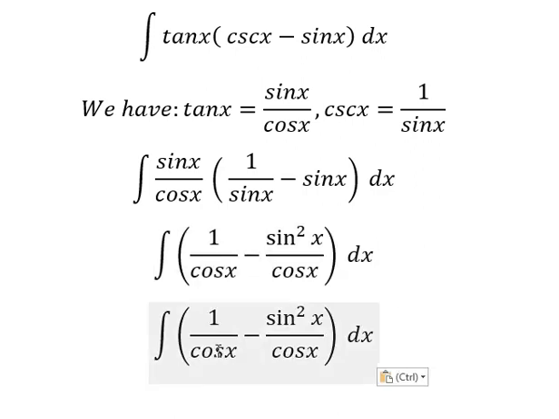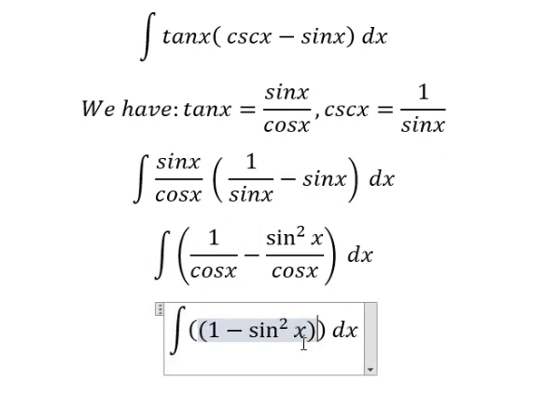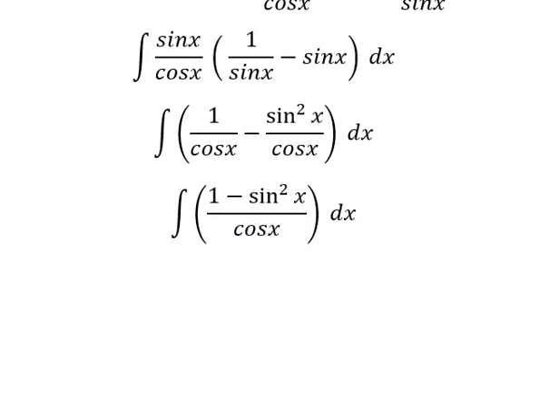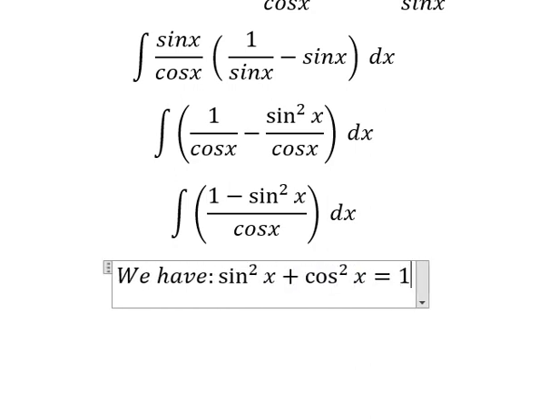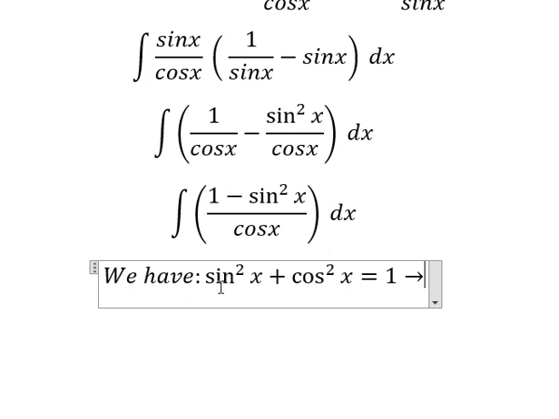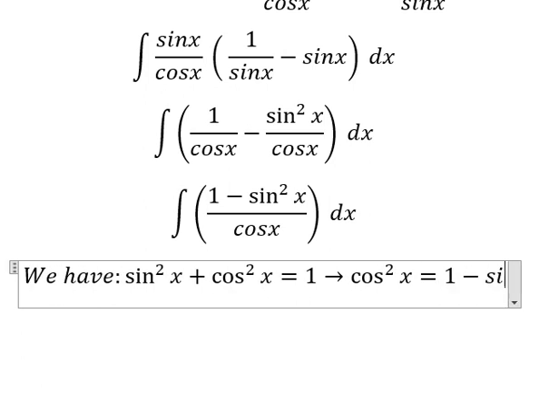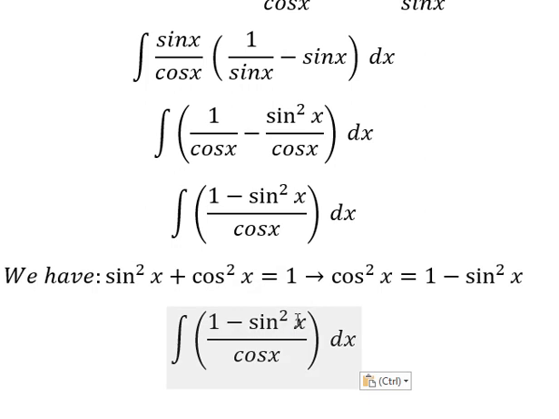So we combine the two fractions together. Now we have the formula. So I will put this one to the right, and we have cosine squared x equals 1 minus sin squared x. And now I will put this one here.